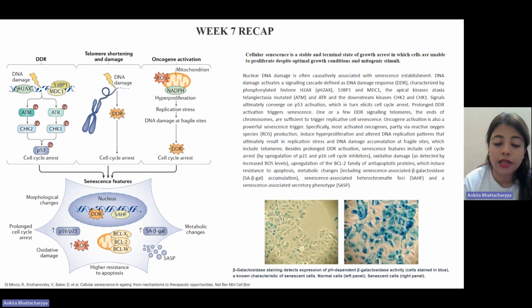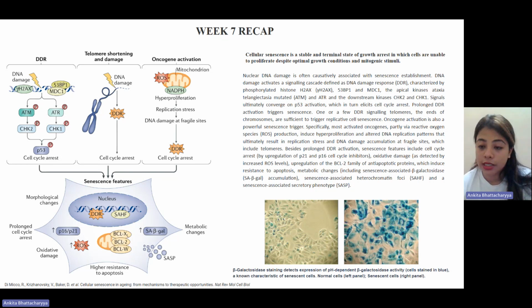It means that once cells have entered senescence, they will not backtrack. They will remain in that state. They will remain in that arrested state and will not, ideally, enter into a state of proliferation again. Now, in this state, according to the definition, cells are unable to proliferate despite optimal growth conditions and mitogenic stimuli.